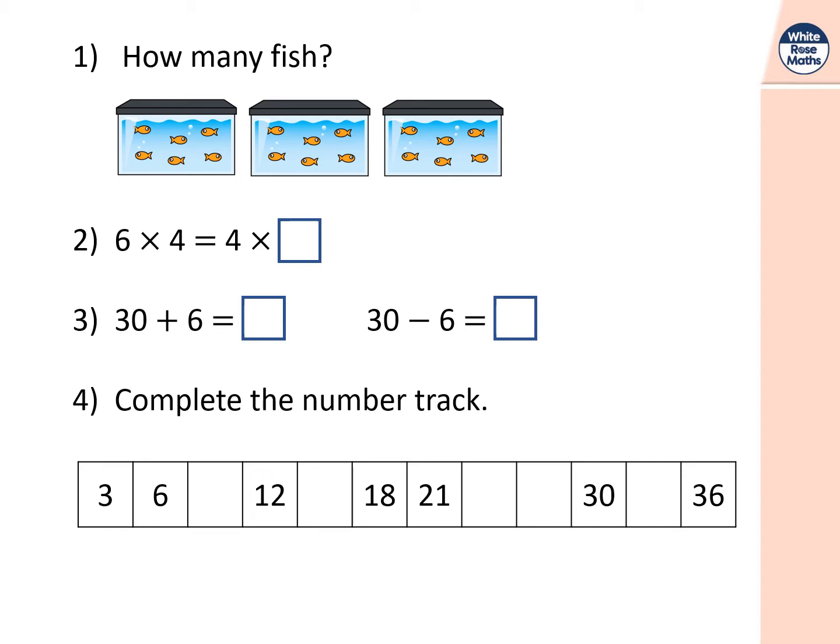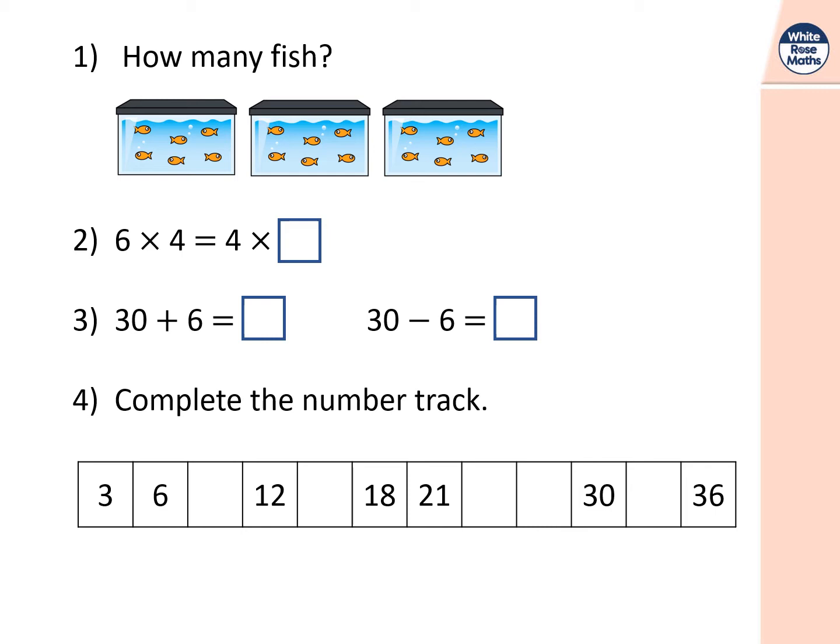So we know that 6 times 4 equals 4 times what? We know that 6 times 4 equals 4 times 6. Then you have to work out 30 plus 6. What is 30 plus 6? And then what is 30 take away 6? So you can think of your times tables. What multiplied by 6 equals 30, and then 6 multiplied by 5 equals what?